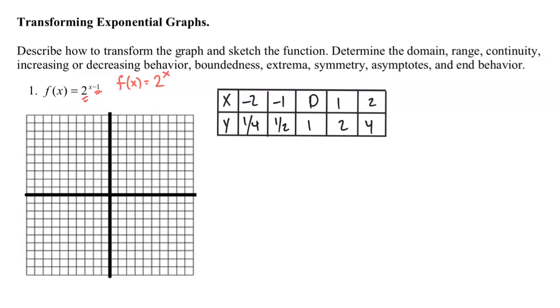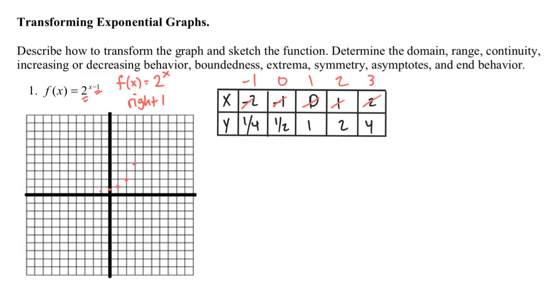You can think of that as being inside the function, and so inside means horizontal, and so therefore this is going to move the graph to the right one, which is going to change all of my x coordinates by adding 1 to them. So this is going to be -1, 0, 1, 2, and 3. Okay, so going ahead and plotting these points, -1 and 1/4 is going to be about there, 0 and 1/2 right there, 1, 1, 2, 2, and finally 3 and 4.